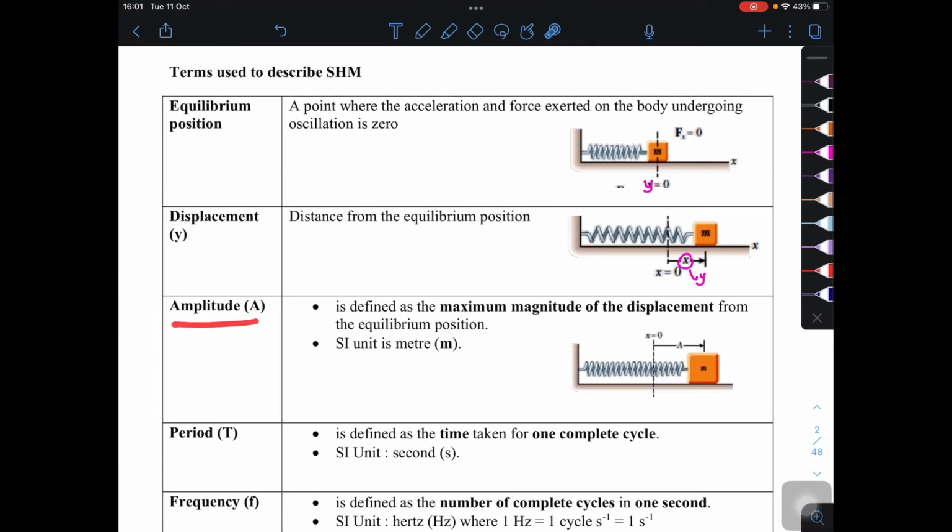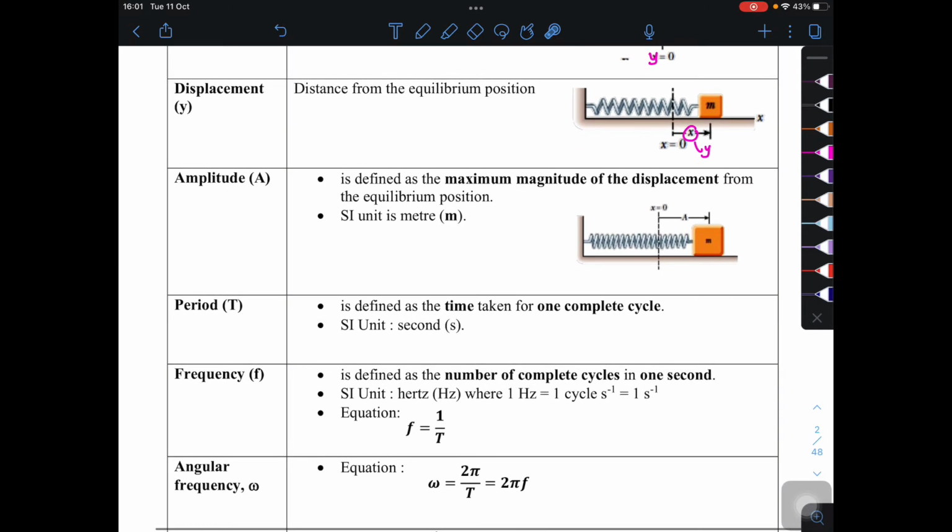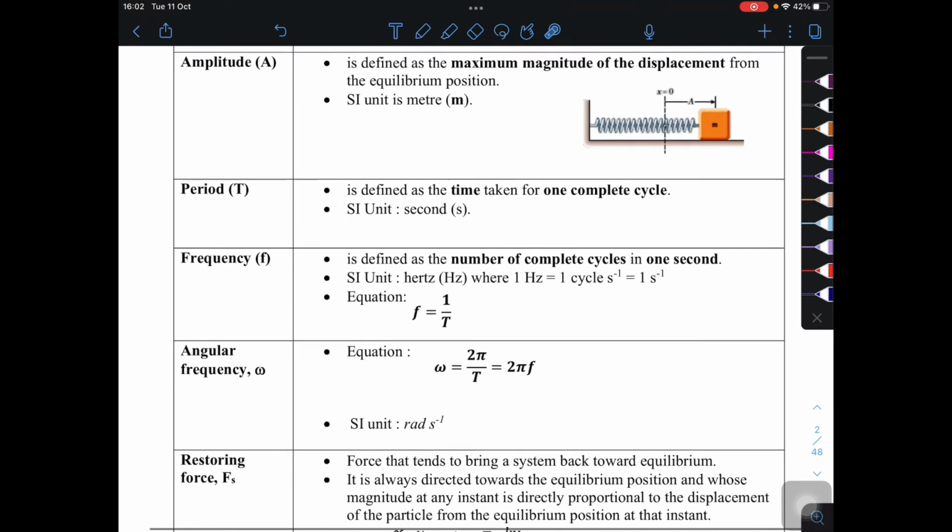And then amplitude is defined as maximum magnitude of displacement from the equilibrium position. Okay, maximum maksudnya jarak yang paling jauh yang kita boleh tarik for the simple harmonic motion, either for the pendulum ataupun for the spring. Next one we have period, which is T. It is defined as the time taken for one complete cycle. Okay, one complete cycle.